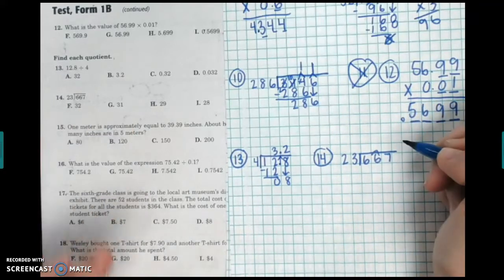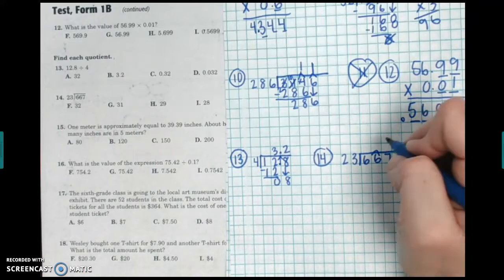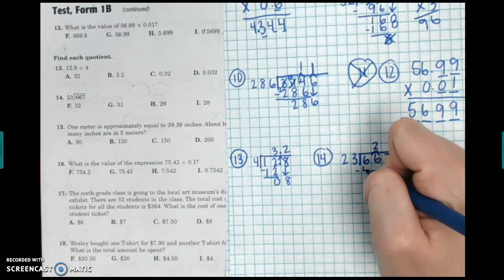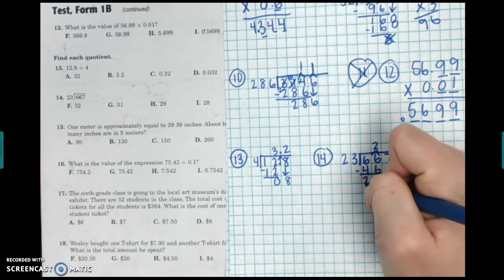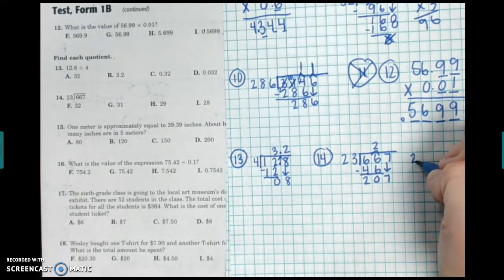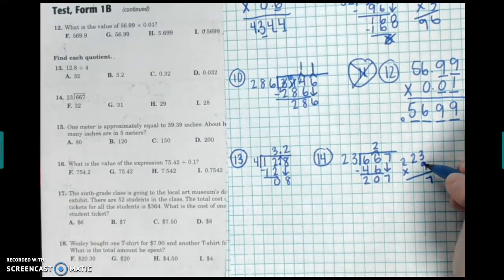How many times do you think 23 can go into 66? Twice, because that is 46, and we get 20. Drop down our 7. What do you think we should multiply by? 9. Wait, no, 3 times 9 is 27. 18, 19, 20. You're right with the 9.